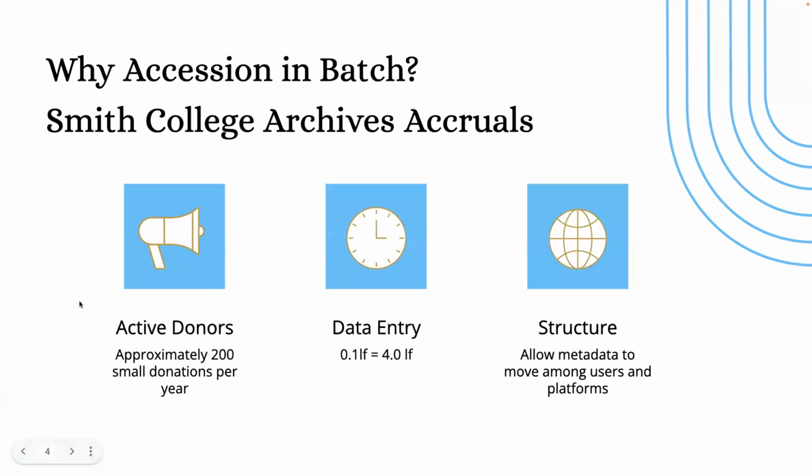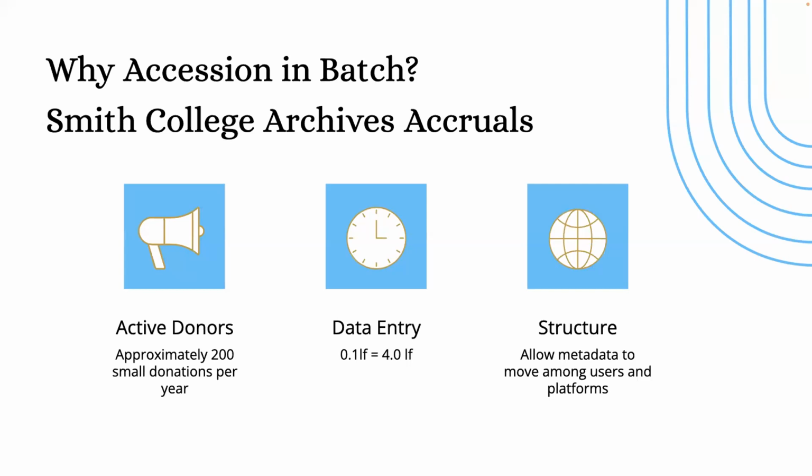So why accession and batch? Smith College Archives Accruals. This workflow was specifically designed to accession a batch of small college archives donations, ideally 20 or so at a time, and creating a batch accessioning workflow made sense to us because Smith College Archives has several active donors. Most of the accruals are small donations that come from alumni or relatives of alumni, and they're usually donating scrapbooks, photo albums, and other types of material that relate to a student experience at Smith College.